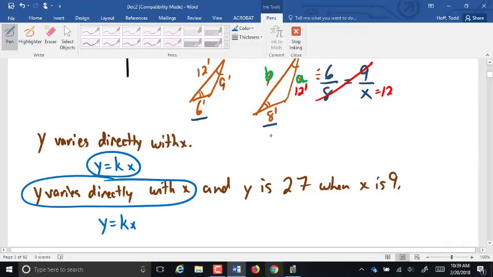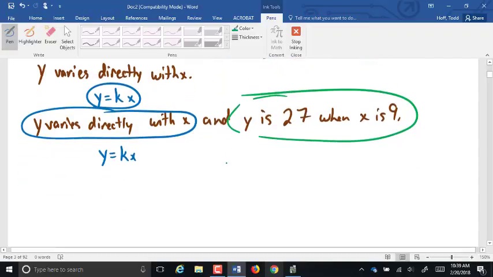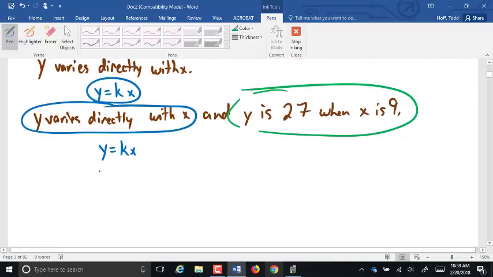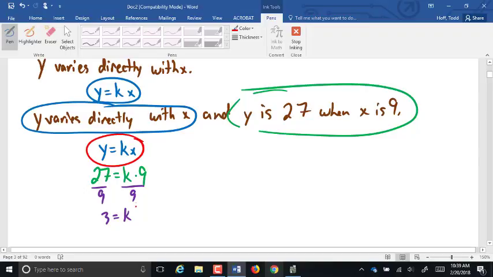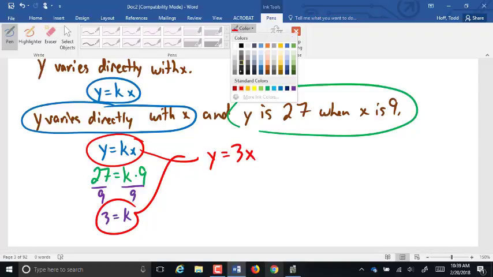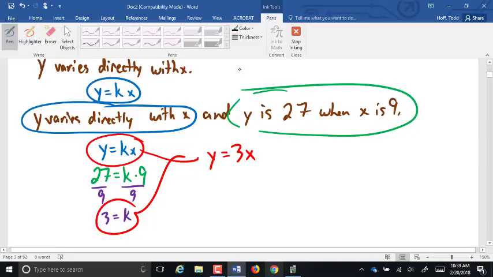Our second piece of information allows us to better define that relationship. Y is 27 when x is 9. So we put 27 in for y, 9 in for x, and we can figure out what k is. We divide by 9 here, we get 3 equals k. So what that's telling us is that this relationship, to be more exact, is not just y equals kx, but y equals 3 times x. Any questions so far?